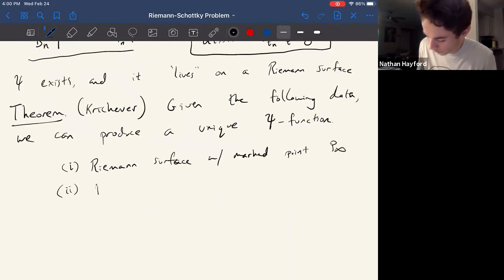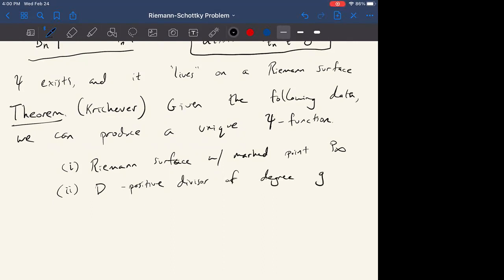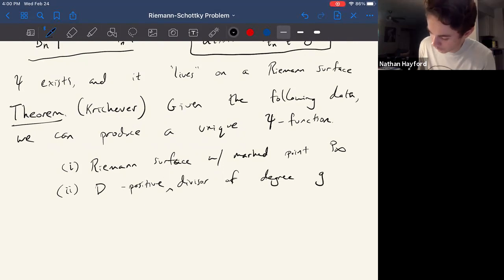Well, I'll say words and then I'll explain what they mean. D is a positive divisor of degree the genus of the Riemann surface. And it's positive, I should add the words non-special here.